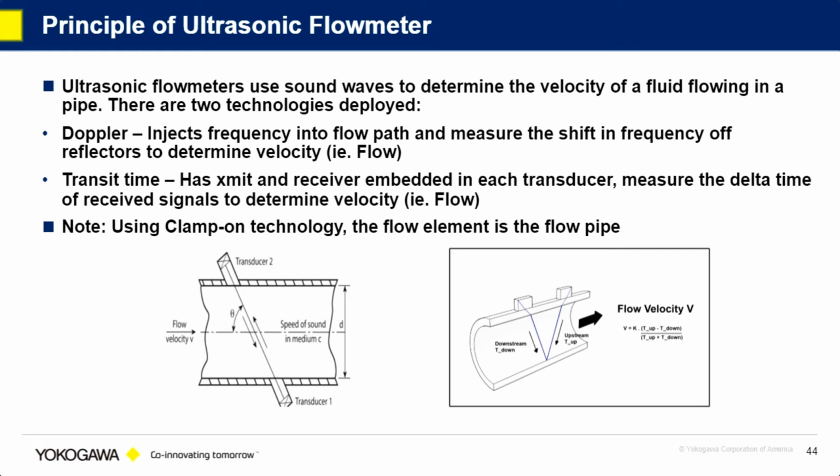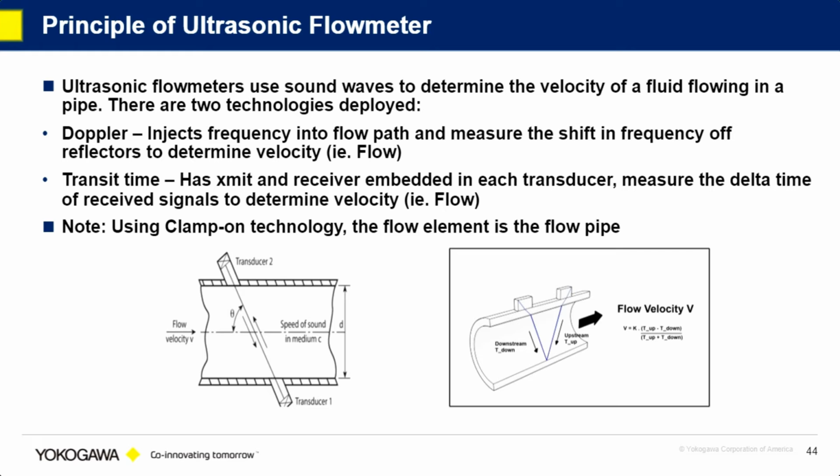Transit time technology has a transducer that each has a transmitter and receiver in it. One transmitted signal into the flow path is going to be slowed down by the flow path. The other transmitted signal going in the other direction is accelerated by the flow path, and you're measuring delta time. I will say that the transit time technology has really come a long way and probably takes care of 90% of the applications, even in sewage these days.